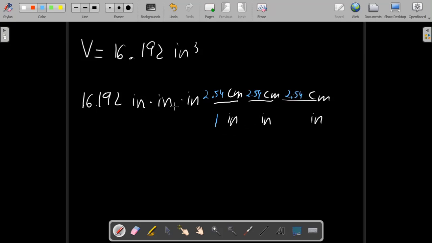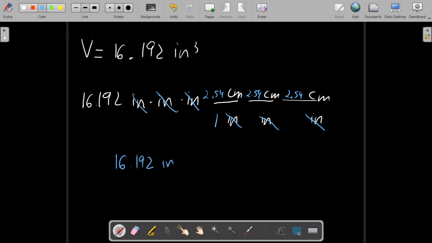Okay. My first inch is gone. My second inch is gone. My third inch is gone. And I'm going to be left with centimeter times centimeter times centimeter, which is my cubic centimeter I was trying to find.